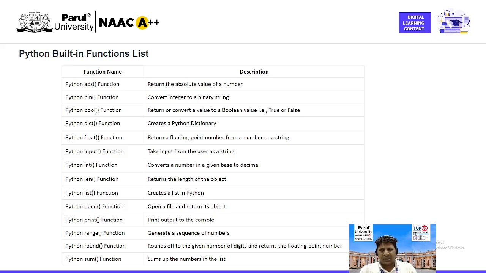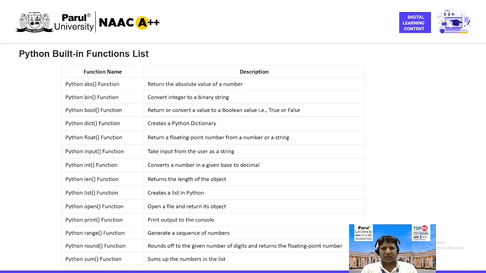Python bin function. Bin means binary. It converts any integer to a binary string. You already know that when we convert a number into binary, we have to perform some predefined steps. But with the binary built-in function, the function directly converts the integer number into a binary number.